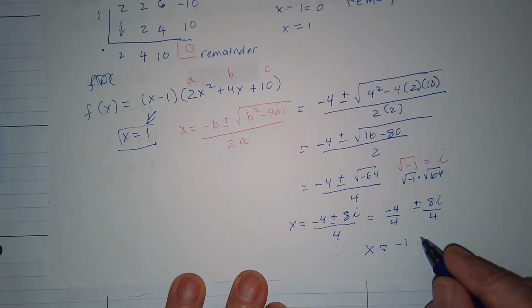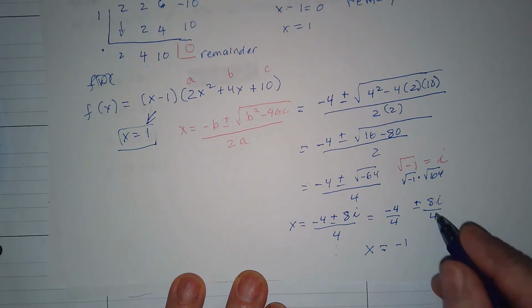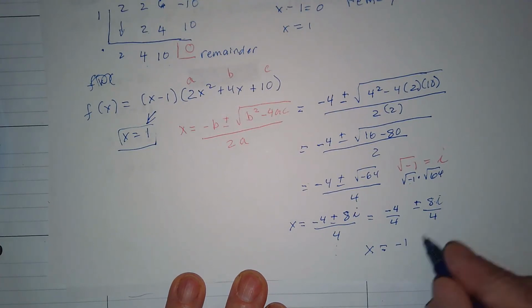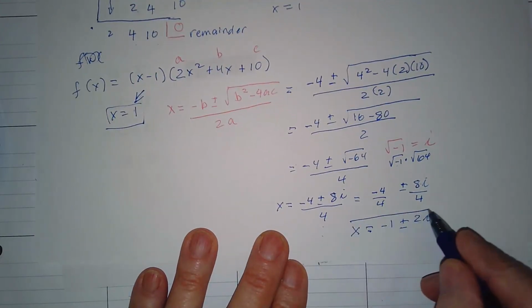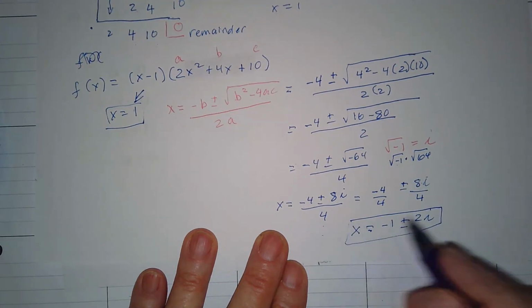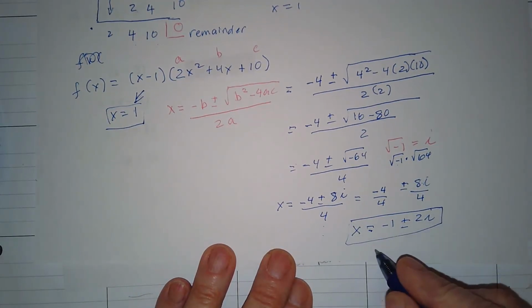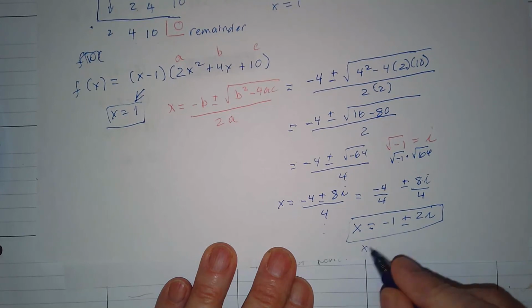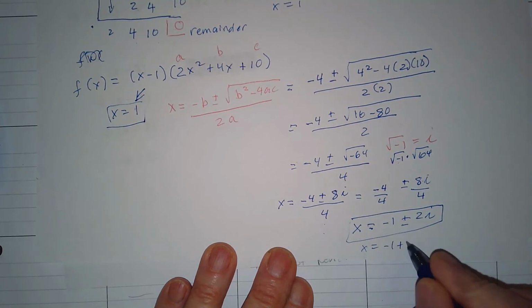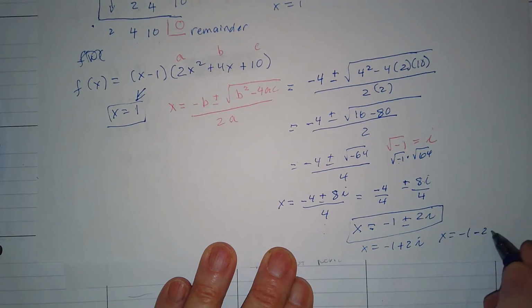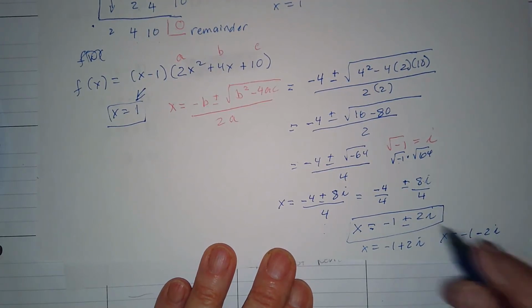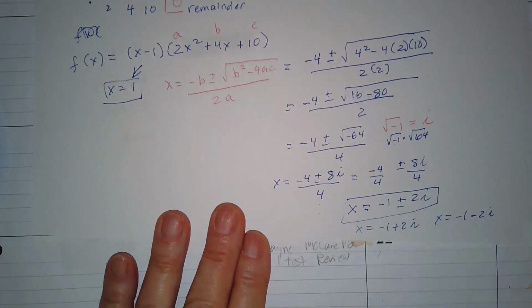And then we've got 8 divided by 4 is 2, right? So plus or minus 2i, okay? Now that's a perfectly good solution, but they might also want you to do it as x equals negative 1 plus 2i and x equals negative 1 minus 2i. So that may be, check it, I'm not sure which one Delta Math will do, but it'll do one or the other, okay?